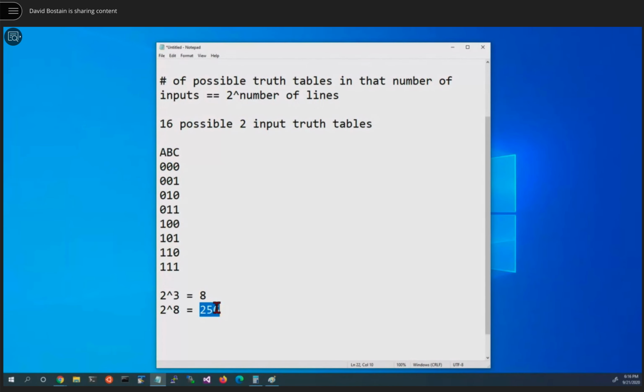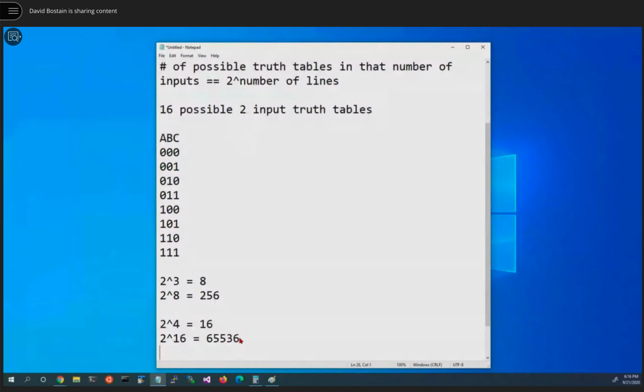So if we had 4 inputs, that means we'd have 2 to the 4th number of lines, which is 16. And we'd have 2 raised to the 16 possible truth tables, which we know equals 65,536 possible truth tables in 4 inputs. By then it starts to become, we need to do a little work, and we may see tables we've never seen before, because 64K is a pretty big number. Okay, so let's go back.